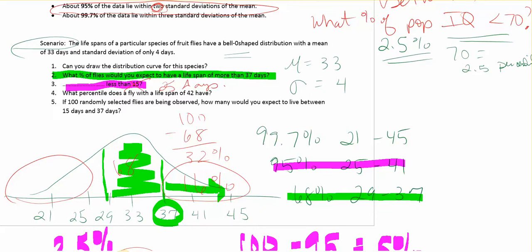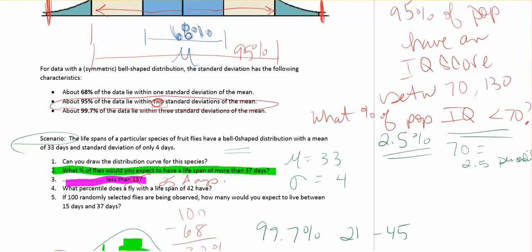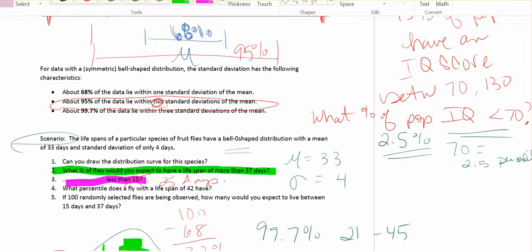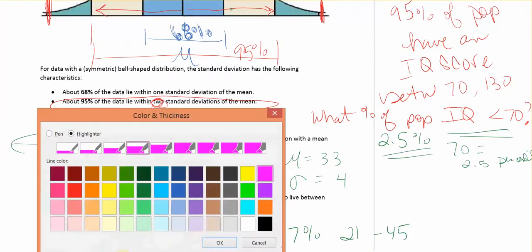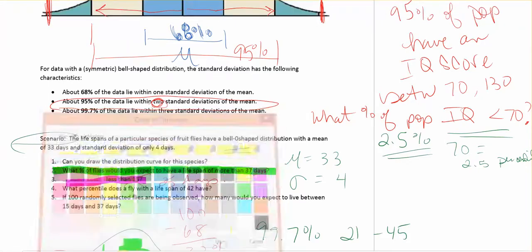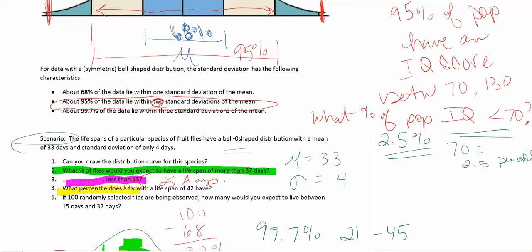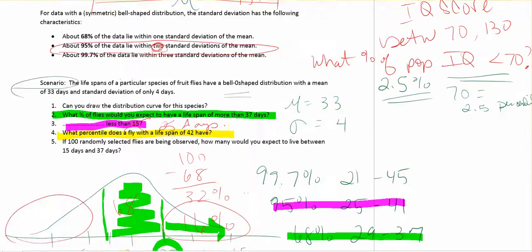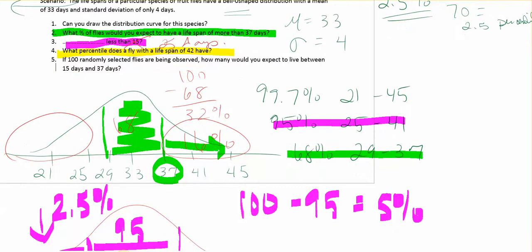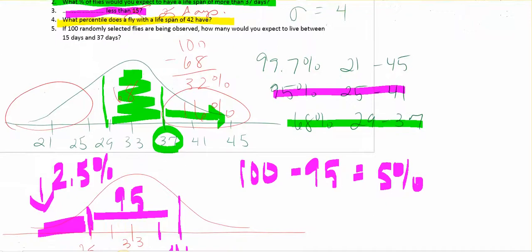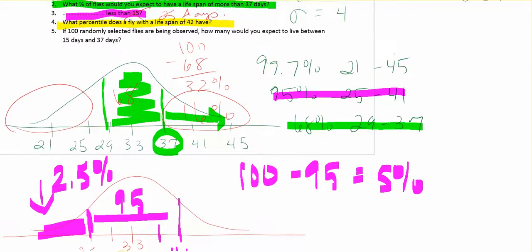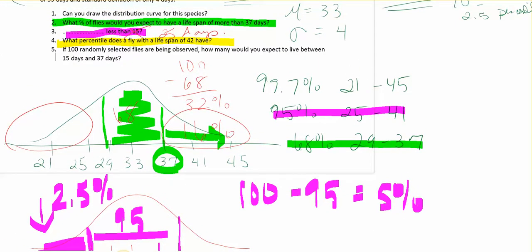Okay, percentile and percentages are very similar, but you need to remember that a percentile means the percent below you. So when we talk about percentiles, we need to think of position. So what percentile does a fly with a span of 42 have? Man, I've got typos all over the place. I am so sorry, guys.